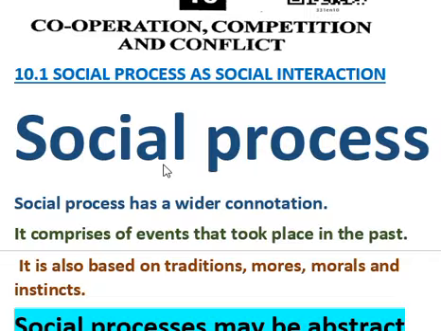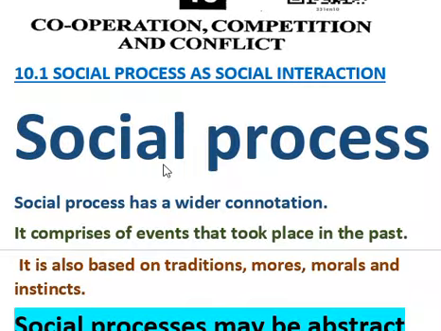First of all, let us go to the topic social process as a social interaction. Social process has a wider connotation. It comprises events that took place in the past. It is also based on traditions, morals, and instincts. Social process has a wider connotation than social interaction.